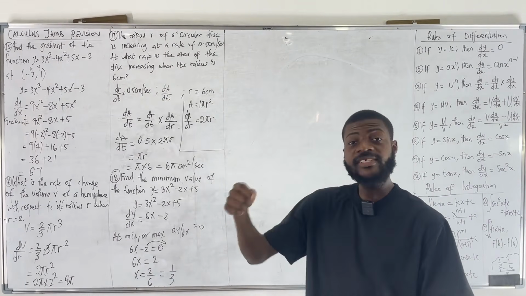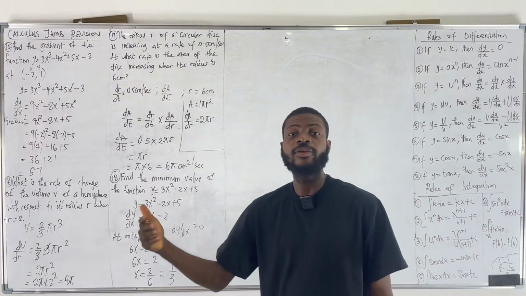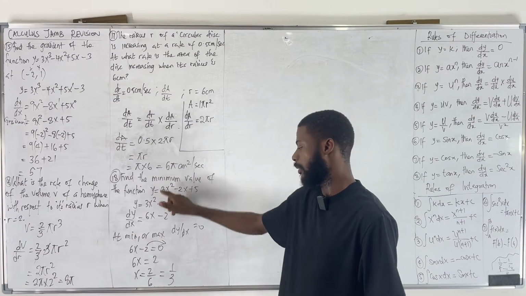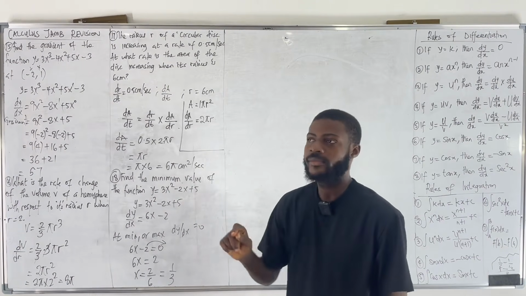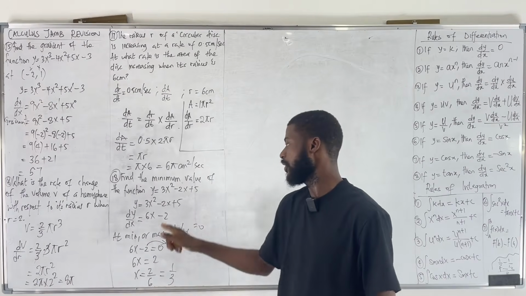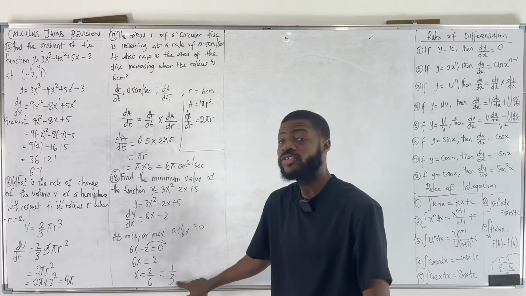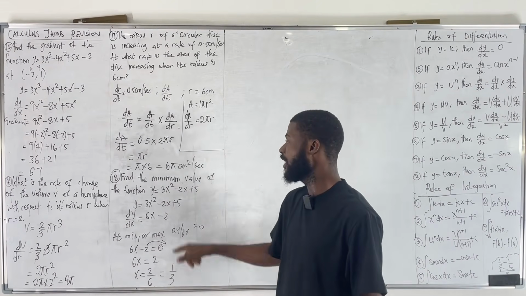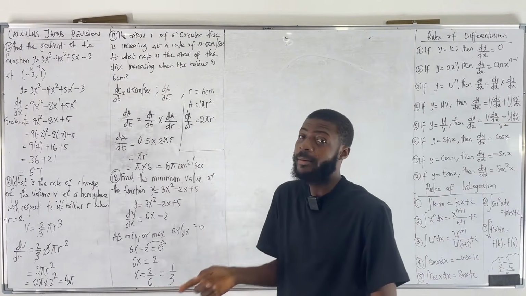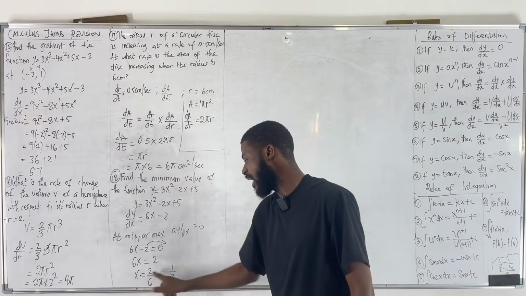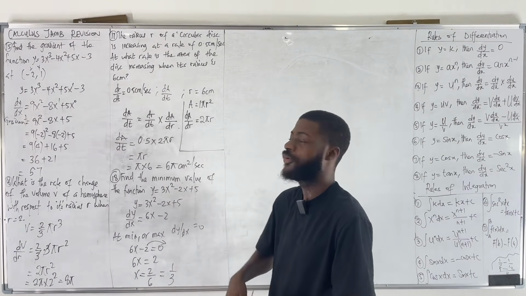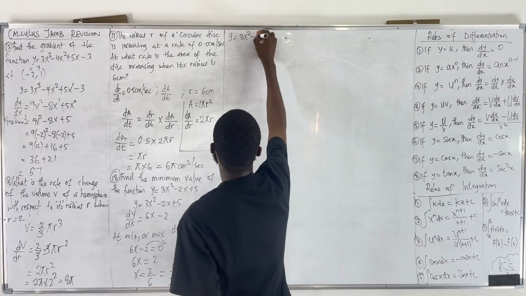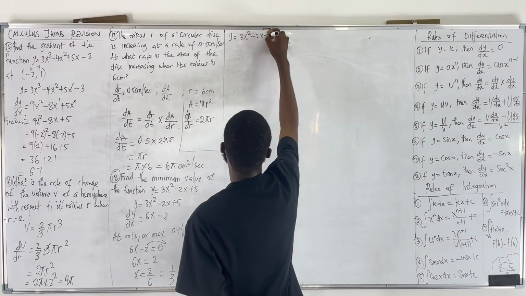Take note here. If JAMB tells you at what value of x this function will be minimum or maximum, you stop here. You're only stopping at the value of x. Don't go further. But if they say find the minimum value, it's talking about y, not x. So this x value that we have gotten, put it back into the original equation. So y is equal to 3x squared minus 2x plus 5.